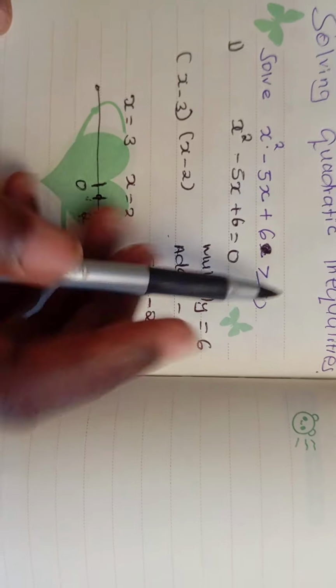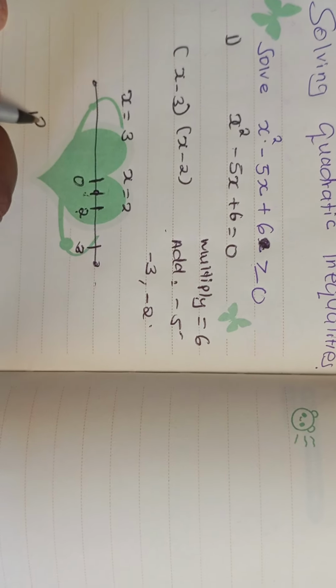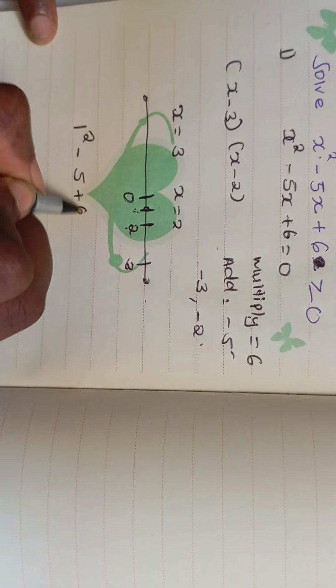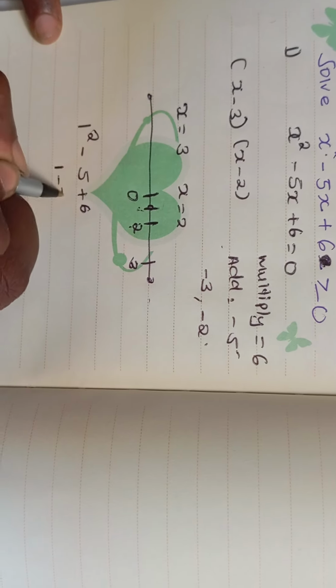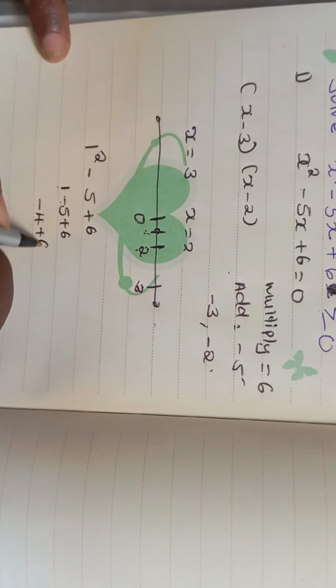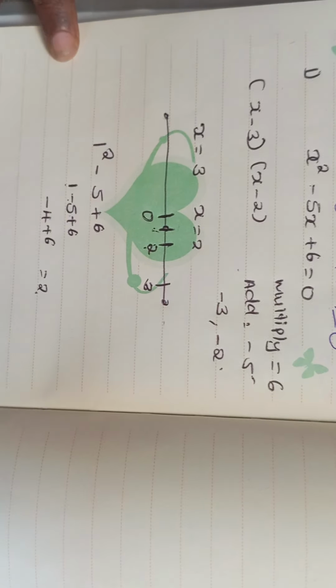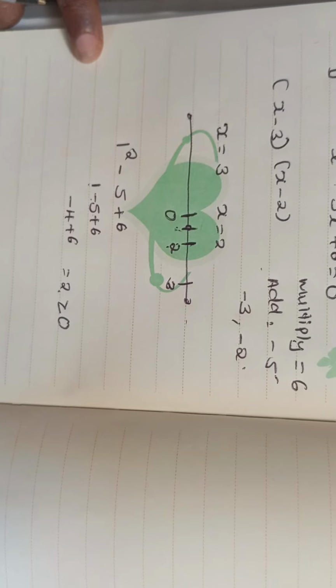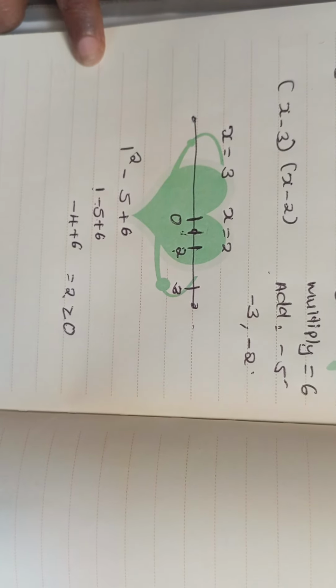here, now having the inequality sign. So we're going to have 1 squared minus, so 5 times 1 is just 5, and then you have plus 6. So you have 1 minus 5 plus 6. So 1 minus 5, that is minus 4, plus 6, you're going to get 2. Now we ask ourselves, is 2 greater than or equal to 0? Yes, 2 is greater than or equal to 0.